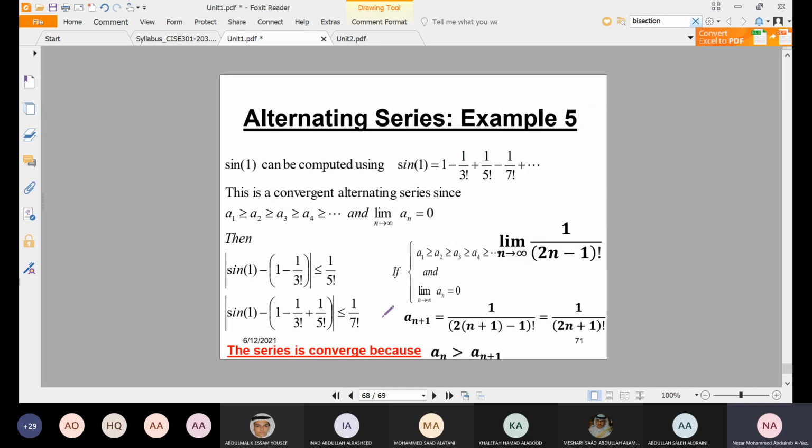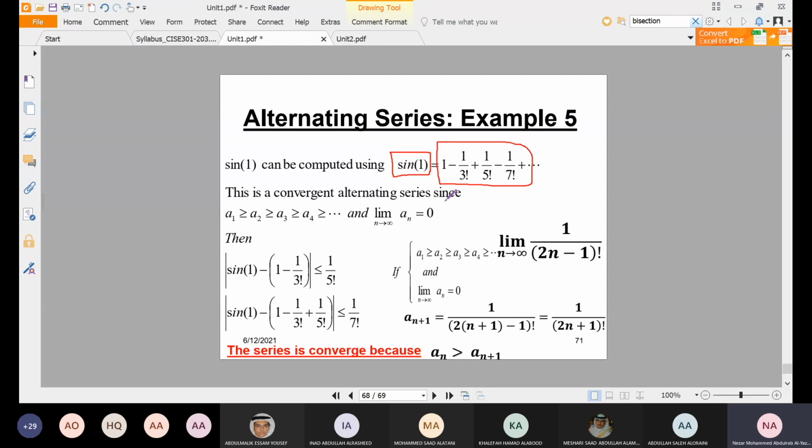So let's take an example. After this example, we finish this unit, inshallah. In this example, I want to check whether this function converges. This is the function sine 1, and by using the Taylor series, we get this solution.